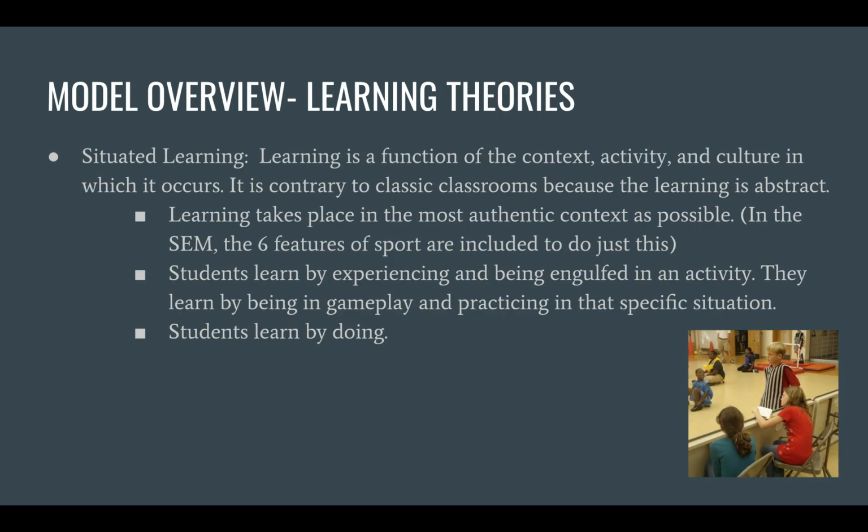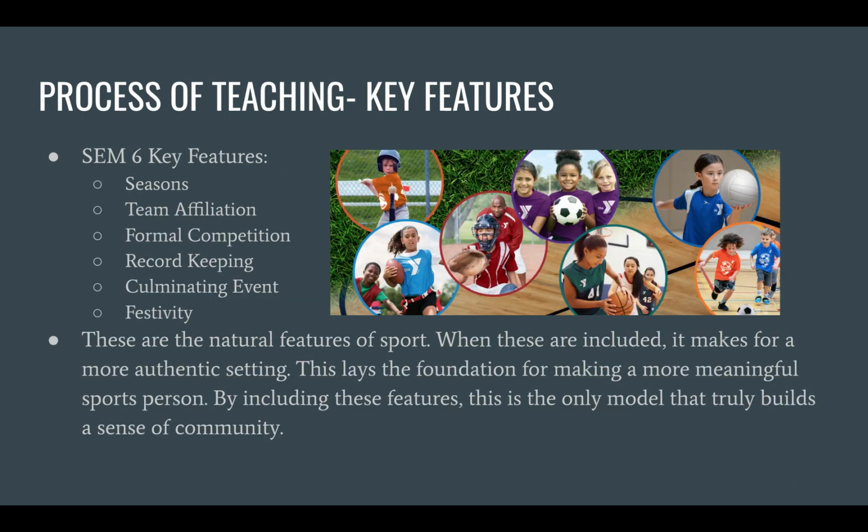Great point, Mike. The next theory is situated learning theory, which believes that students learn best by experiencing and being engulfed in an activity. They learn by being in gameplay and practicing in that specific situation. So, this means that learning should take place in the most authentic context possible. And in the Sport Ed model, the 6 essential features of sport are included to do just this. And that makes the environment for learning as authentic as possible.